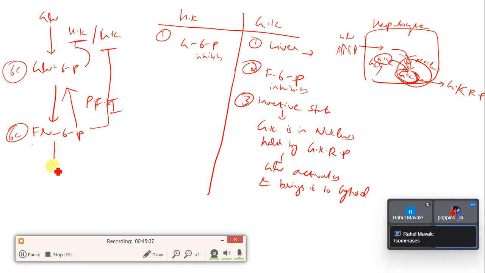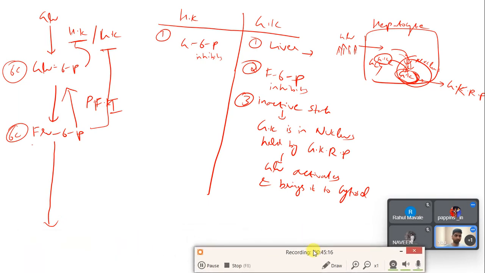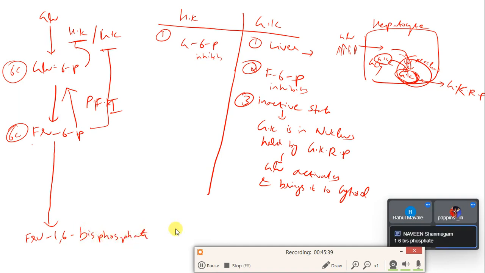Okay, now the next step. When someone asks you which is the most important step in glycolysis, you have to answer this. Fructose 6 phosphate to fructose. What is the next product? Fructose 1,6 bisphosphate.